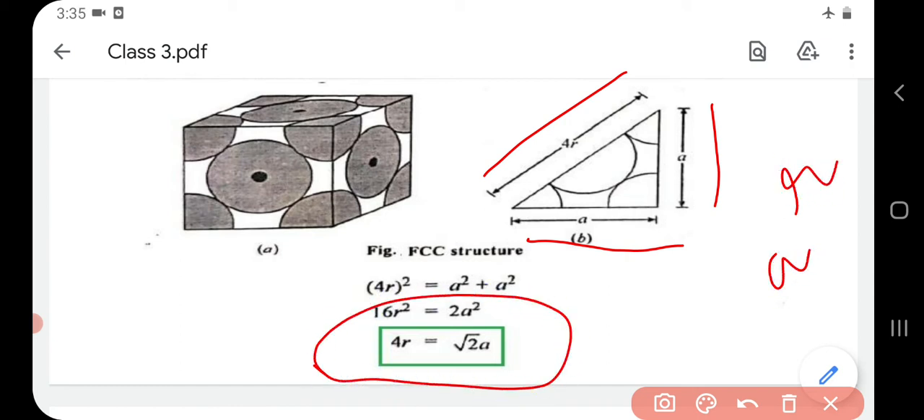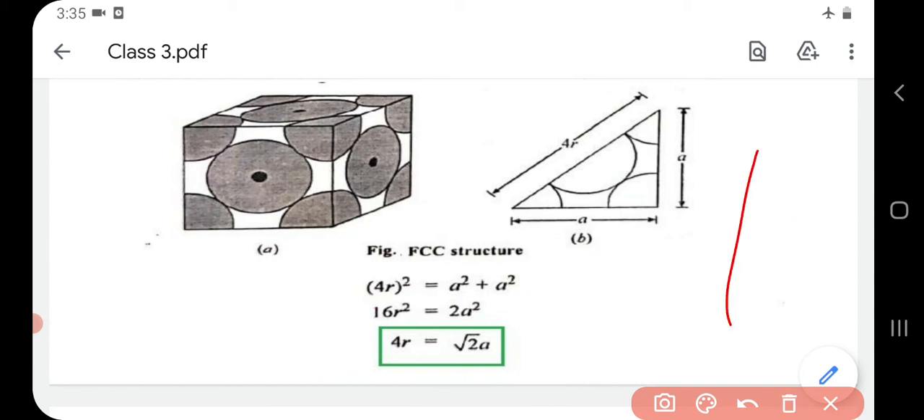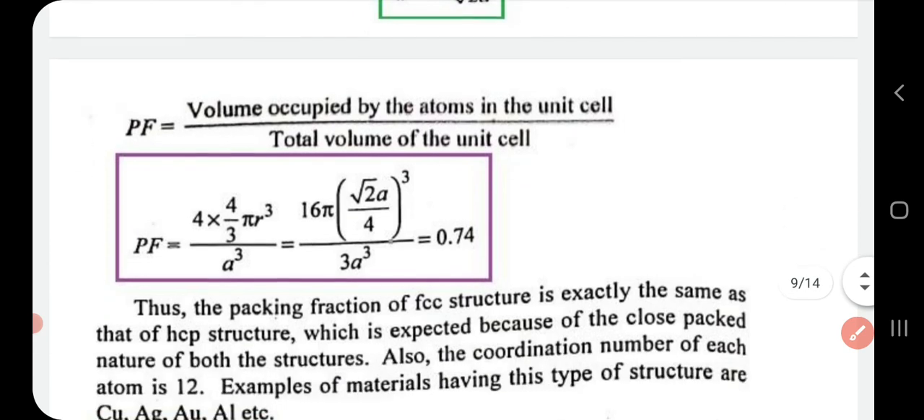What about HCP structure? It was 2R equal to A, or A is equal to 2R. Here it is 4R equal to root 2 A. So you can draw this figure and this expression. Here also the packing fraction is 0.74, that is volume occupied by atoms in the unit cell to total volume of the unit cell.